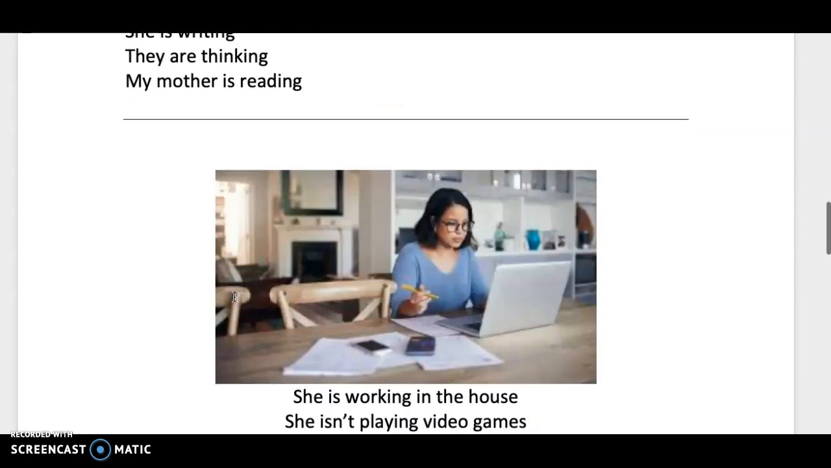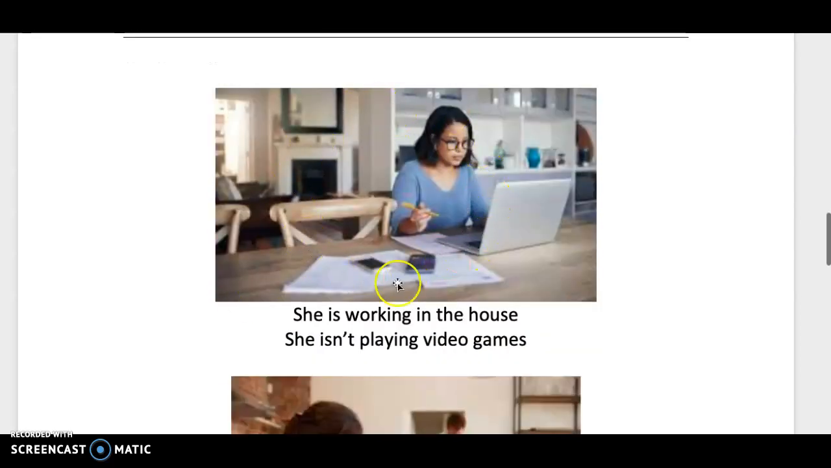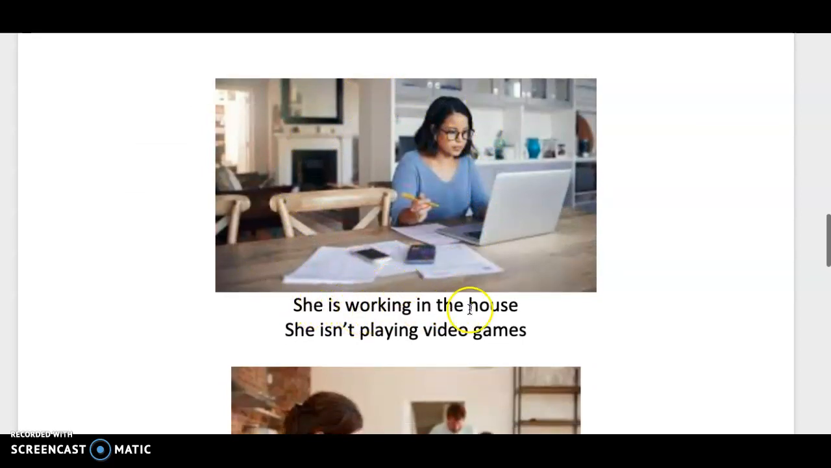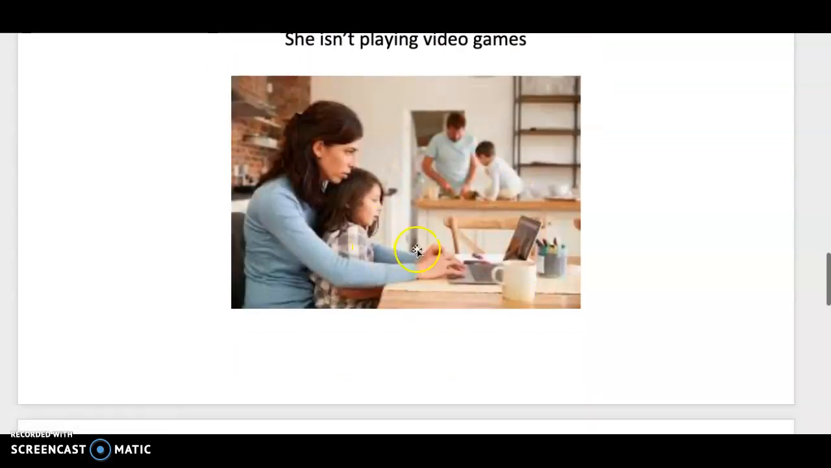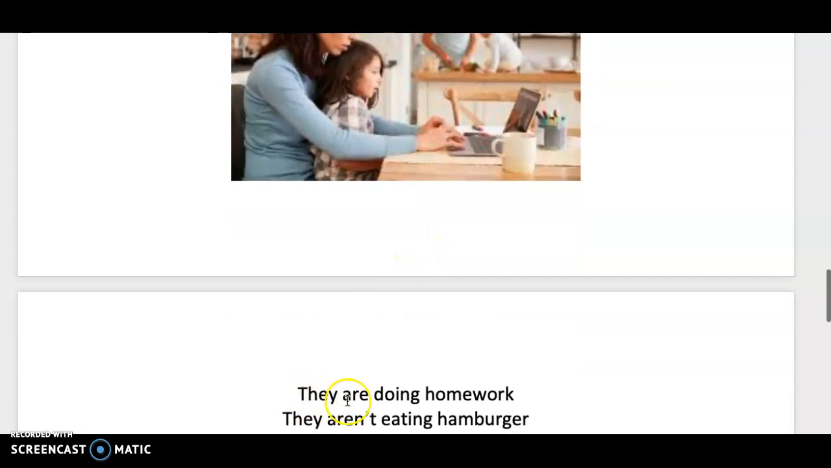Okay? For example, here we have this picture. She is working in the house. Ella está trabajando en la casa. And she isn't playing video games. Ella no está jugando videojuegos. Okay? Let's continue. Here we have this picture. And they are doing homework. Ellos están haciendo la tarea. And they aren't eating hamburgers. Ellos no están comiendo hamburguesa.